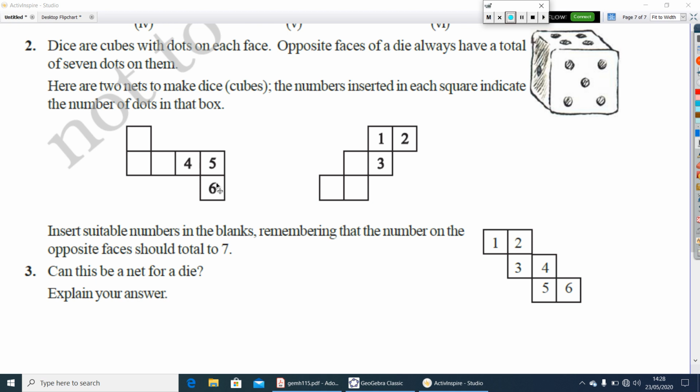Now question number 3. A net is given. Can this be a net for a die? You make a die using this net and check whether the numbers on the opposite faces total 7 or not.